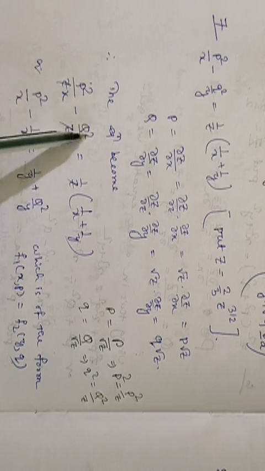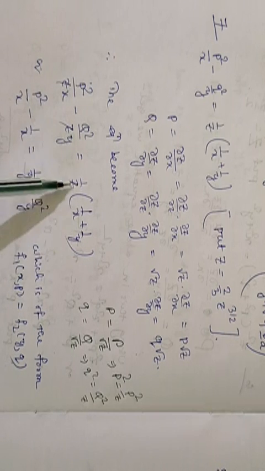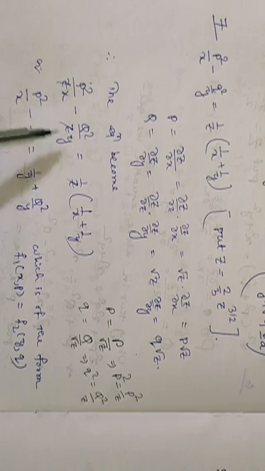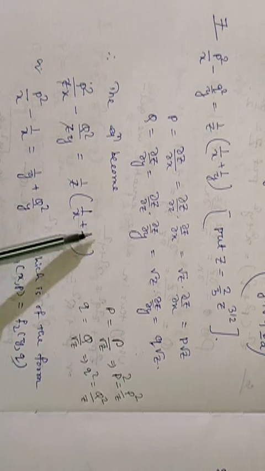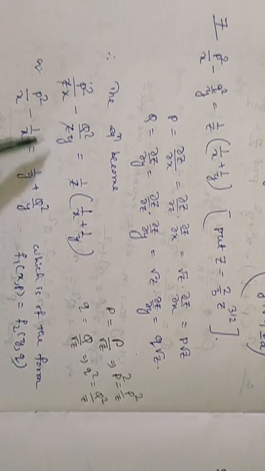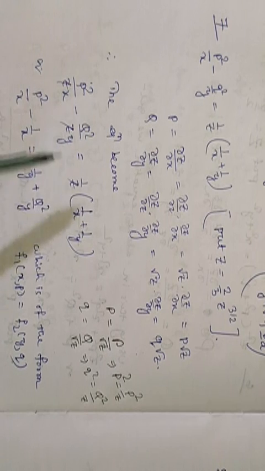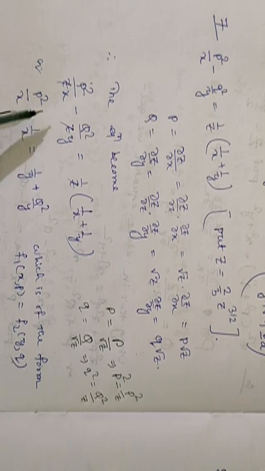Now 1 by z is present in both LHS and RHS and can be cancelled. Hence it becomes P square by x, capital P square, minus Q square by y is equal to 1 by x plus 1 by y, which can be written as P square by x minus 1 by x. Take x to the left hand side and Q square by y is taken to the right hand side, which is 1 by y plus Q square by y.